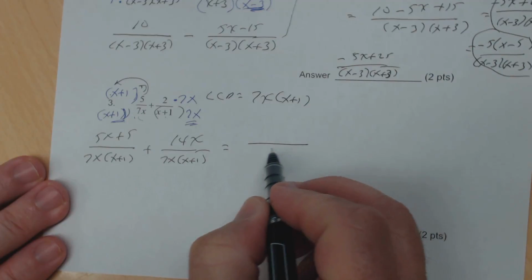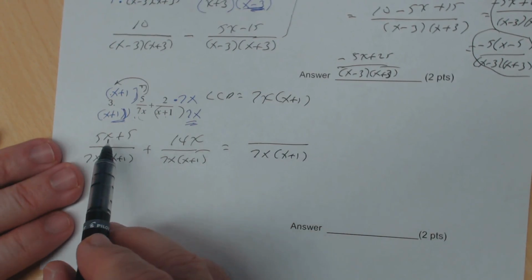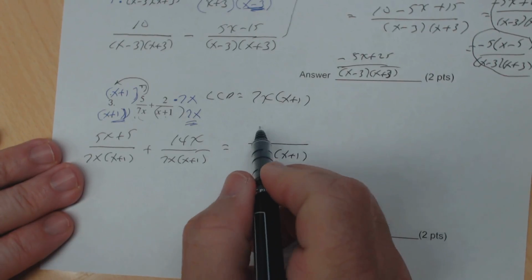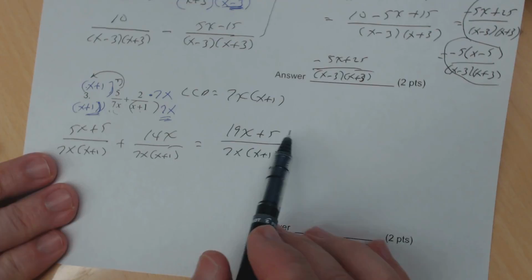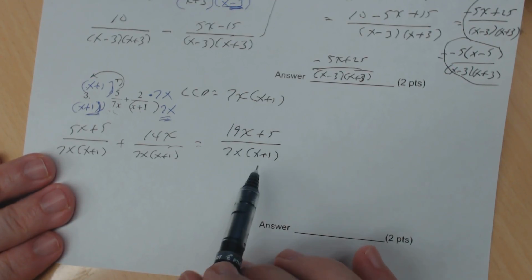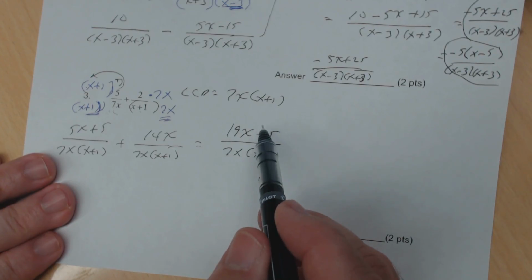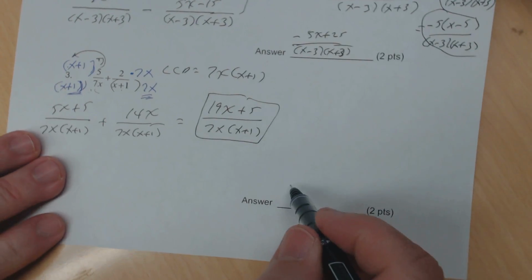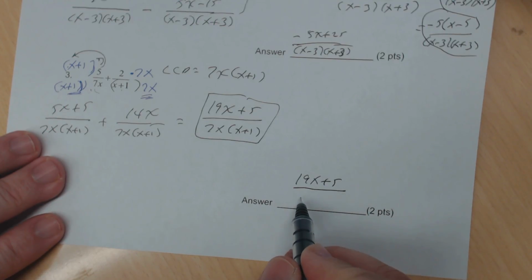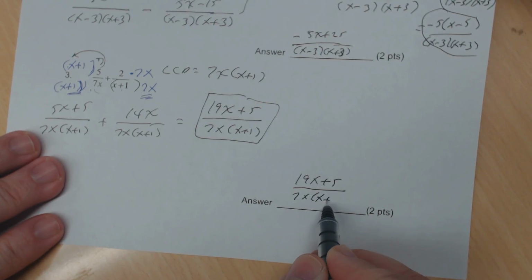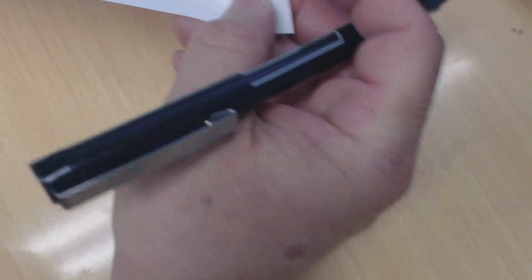Okay. Now, once I write equivalent fractions, I can write this as one fraction because now the denominators are the same. So I get 7x times x plus 1. Now the numerator, 5x plus 14x is 19x plus 5. And then remember, you want to factor the numerator so that you can see if you can reduce anything. And in this case, there's nothing I can factor. So there's your answer. So the answer is 19x plus 5 divided by 7x times x plus 1. All right, number 4.